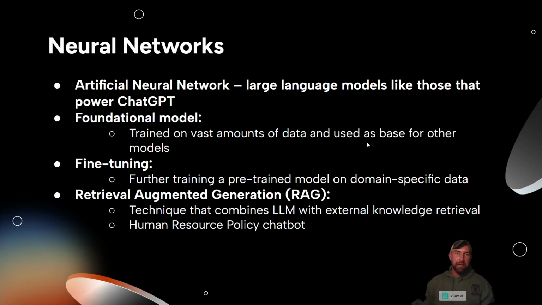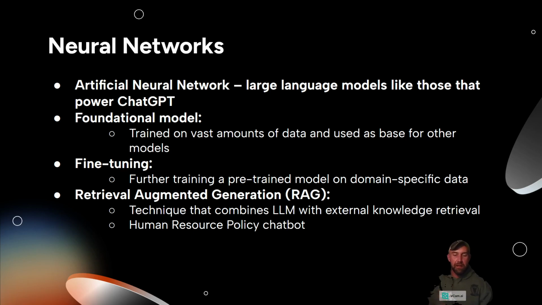So the most common example of neural networks that I think most of us know as being ubiquitous are large language models, such as those that we use in ChatGPT or Claude or any of those products like that. And let me explain some of the types of large language models that there are. There's something called a foundational model.